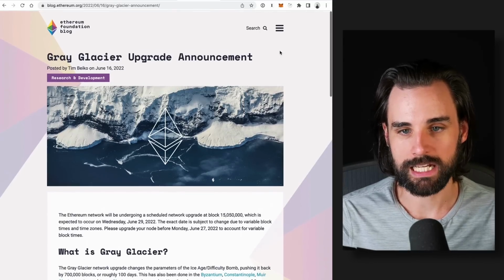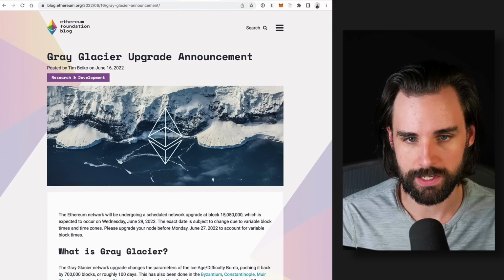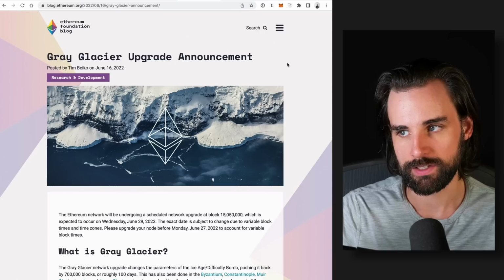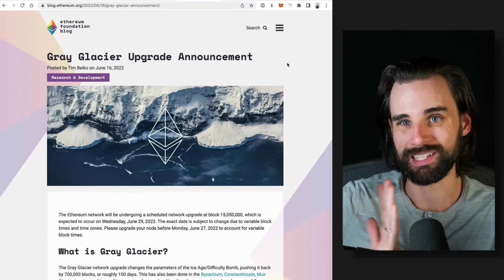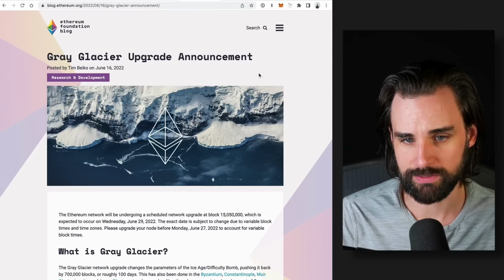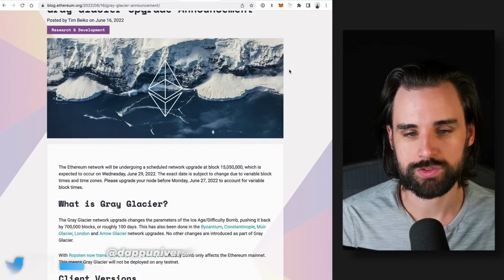So essentially what the difficulty bomb does, the bomb that goes off, is make it so hard to mine the chain that you effectively can't really do it. The difficulty bomb has always been programmed into the blockchain to say, hey, we don't want the chain to keep running after we merge to proof of stake, but it keeps getting pushed back. And here we have an announcement that it's been pushed back again, and we're going to get a specific date about when that's going to go off. Just get some clues on when we might merge.